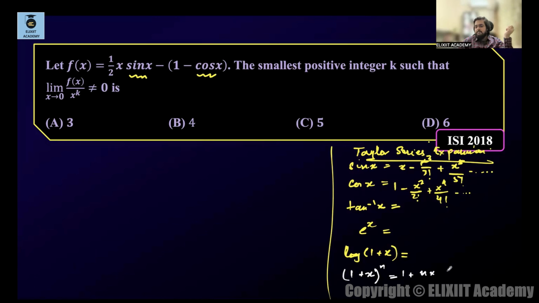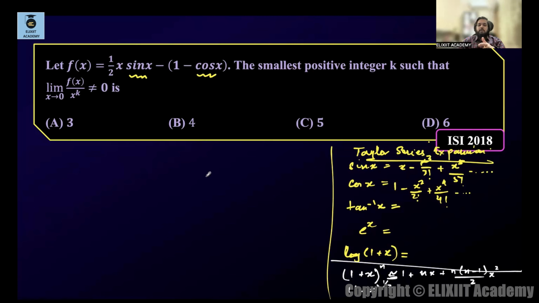1 plus nx plus n into n minus 1 divided by 2 into x square and so on. But you need only these 3 terms. That's why we say binomial approximation. Depending upon the question, we use these things. For instance, if the question is involving 1 plus x raised to the power of half, then I can think of this binomial approximation.